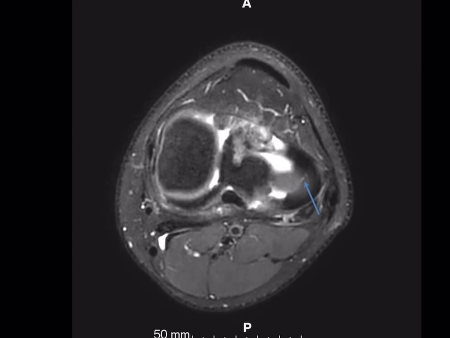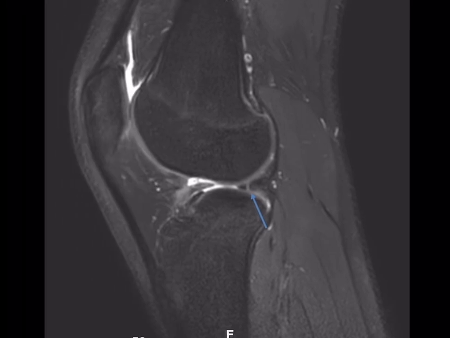The MRI showed that beside his ACL rupture, he also had a radial tear of the body of the lateral meniscus, which was identified on this axial cut with the blue arrow pointing towards it, as well as an oblique tear in the posterior root of the same meniscus, which was identified on the sagittal cut with the blue arrow pointing towards it.